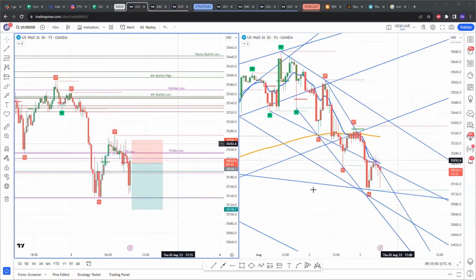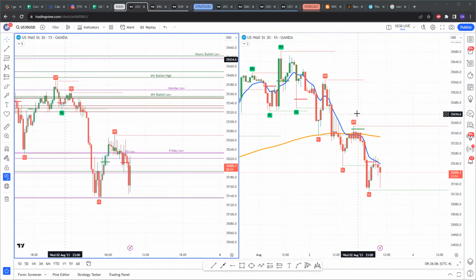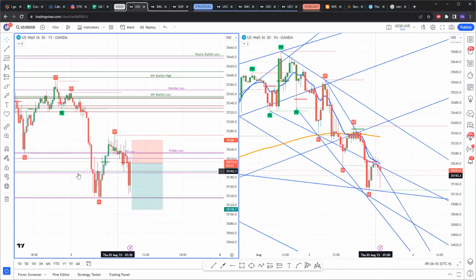And as always, doing analysis for US 30, gold and EU. So a couple of things you guys might notice, I've taken off a bunch of my indicators. For example, I've taken off the 9 EMA, the 200 EMA. I'm also hiding the trend lines on the hourly time frame.